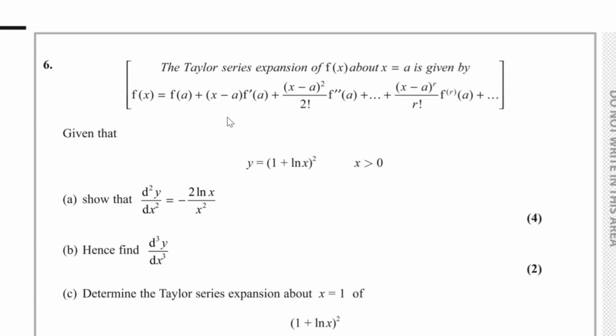Question number 6, we've got the Taylor series expansion of f of x about x equals a shown here, and we're given that y equals 1 plus natural log x all squared, where x is greater than 0, and for part A we have to show that d squared y over dx squared is equal to minus 2 times the natural log of x over x squared.